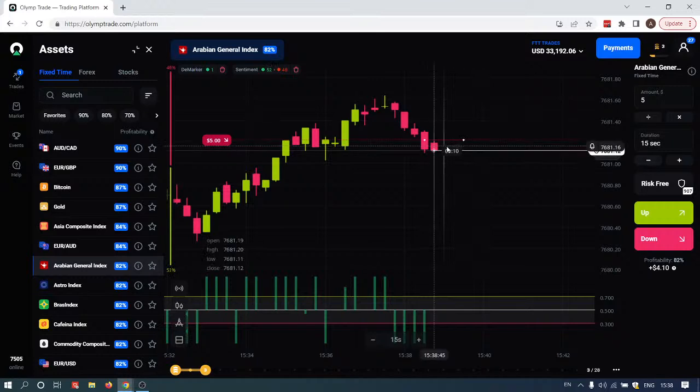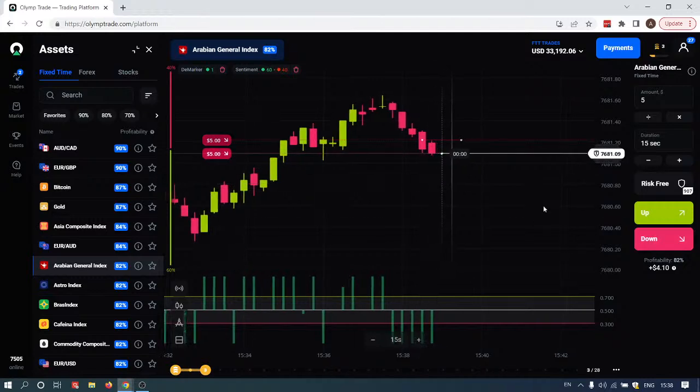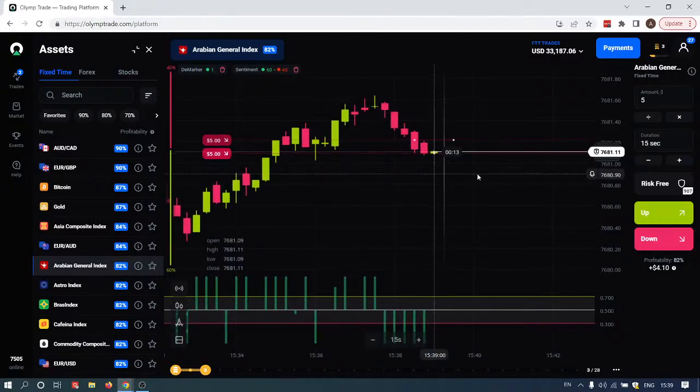Why do I have 1 minute? I wanted 15 seconds. Oh my god. Okay, I wanted this trade for the duration of 15 seconds. Sometimes you have to do everything quick, and you also have to be very attentive. So stay focused.